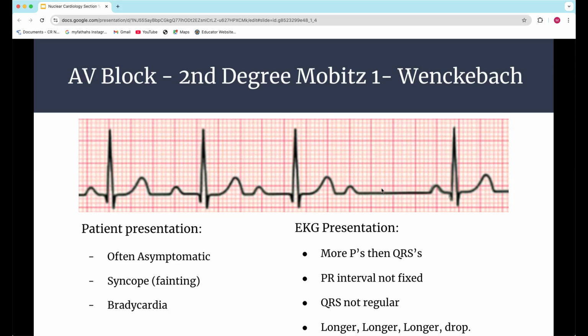So everything that we discussed with the second degree Mobitz applies here because we're getting drops. Can it be symptomatic? Yes, you can have a low heart rate, you can have fainting. Again, you're going to have more P's than QRSs. In this one, the PR interval isn't fixed. That's how we identify the difference between the two types of second degree. And your QRS is not going to be in any kind of regular pattern, right? Because there's a drop. And then remember: longer, longer, longer, drop.